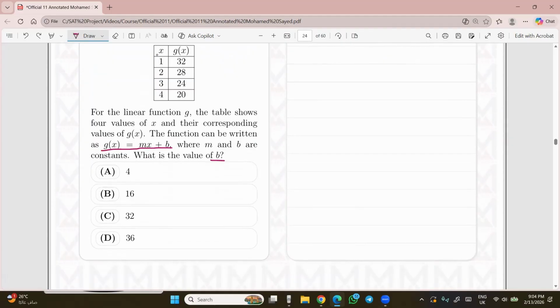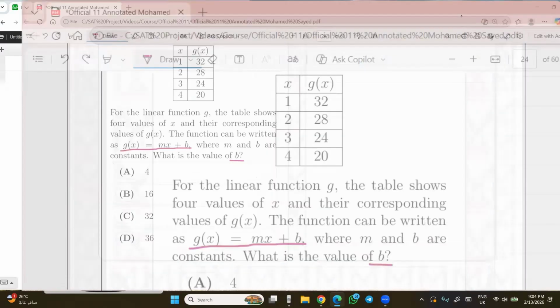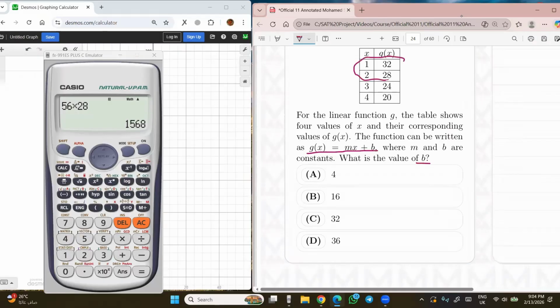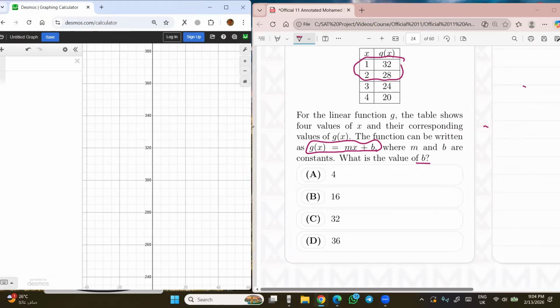I think the best method here is to use Desmos. When using Desmos, use only the first 2 values. No need for more, because this is linear. A linear equation, look at this. This point and this point have only one line. So 2 points are enough to identify a line. Okay, so you can write only this.